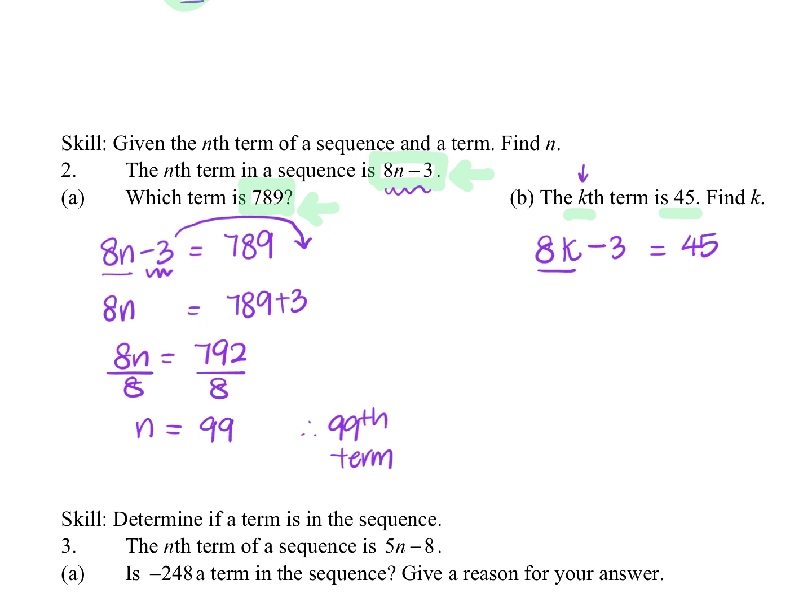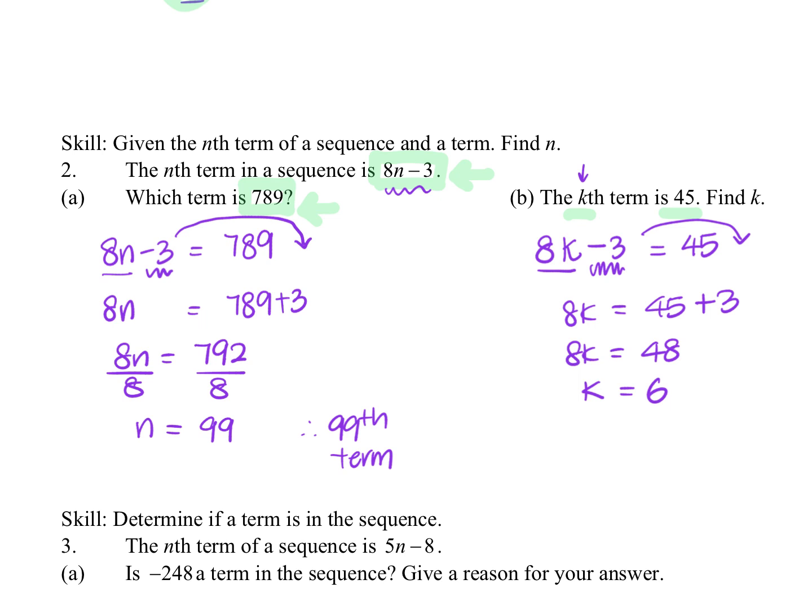This is the number 8k together, so I cannot do anything to it yet first. So let's get rid of the outermost enemy, negative 3. So I'm going to undo negative 3, and I'll get 8k equals to 45. The opposite of subtraction will be adding 3. So 8k equals to 48. Then after that, I'm going to divide by 8. 48 divided by 8 will give me the number 6.